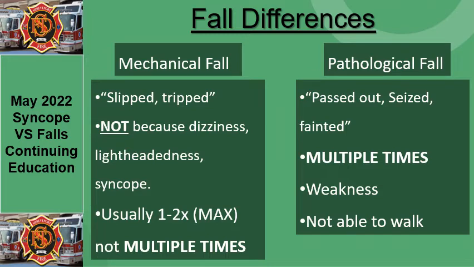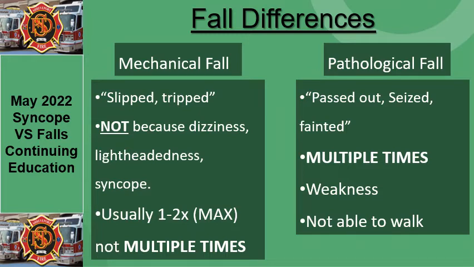Now let's change the script. Mama, in the middle of the night, had to go pee. She slipped on her feet and fell. Okay, she's not having any dizziness, lightheadedness, or syncope. Well, how many times have you fallen? Oh, I've been falling a lot lately, like maybe 10, 12 times in the past week. Okay, well, that's not a mechanical fall anymore. There's something else going on. And eventually, Mama is going to slip and trip, hit her head, and then have a brain bleed and die at home. So we need to make sure that we are evaluating these falls for mechanical versus pathological falls.